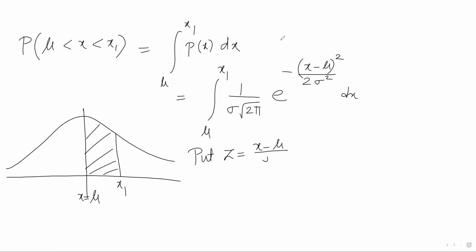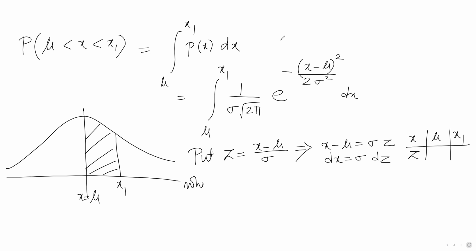So what do we get this as dx? It will be x minus mu is equal to sigma times z, so we get dx is equal to sigma times dz. Let me talk about the limit. Here x is equal to mu. What is the value of z? You'll get (mu minus mu) by sigma, which is 0. So the value of z starts from 0.